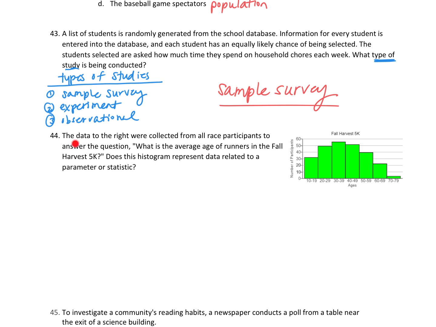So the data were collected from all race participants. What's the average age of runners in the fall? They didn't ask a small sample of the participants, they asked every single race participant. So that's going to make this a parameter. And then we can just write out the reason why: the quantity we're measuring is something about the entire population.